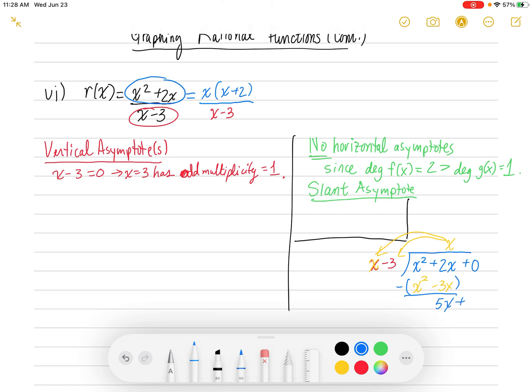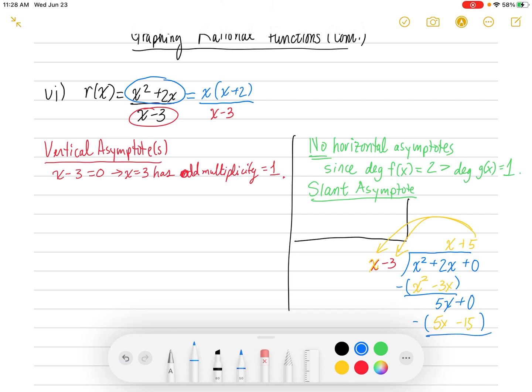So I have x squared minus x squared is 0, and then 2x minus a negative 3x is the same thing as 2x plus 3x. So it's going to be 5x. Plus 0, bring down the 0. I'm going to ask the question, what times that yellow x out front will give me 5x? Well, 5. So I'm going to write a plus 5 up top in the constant column.